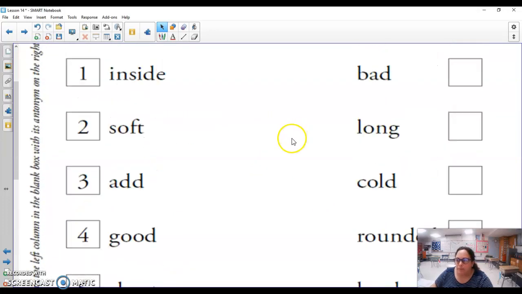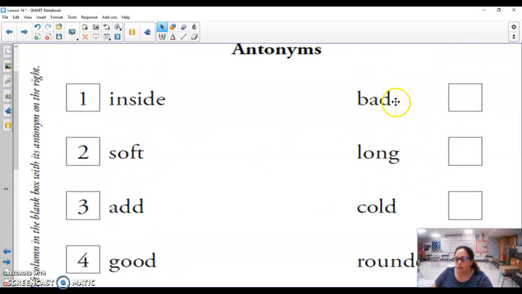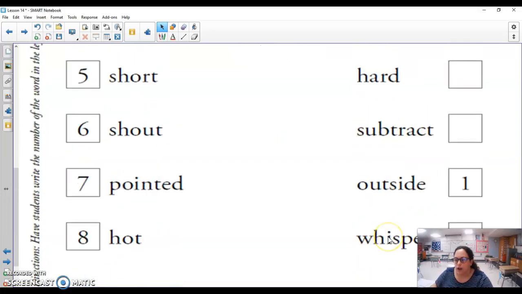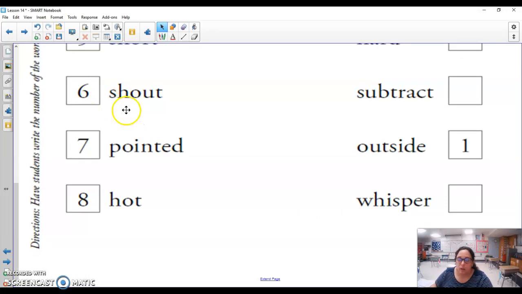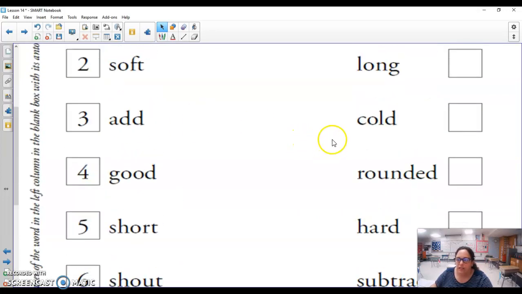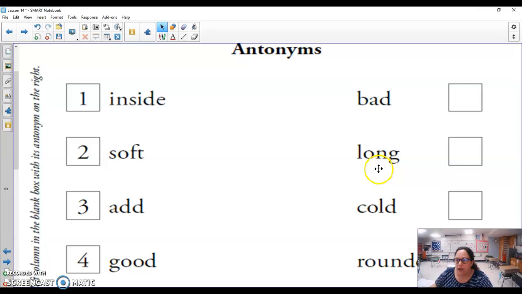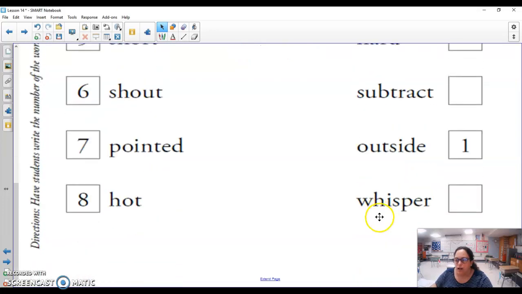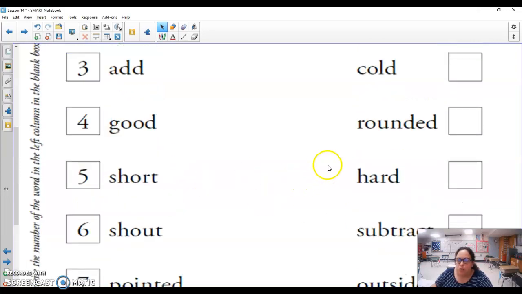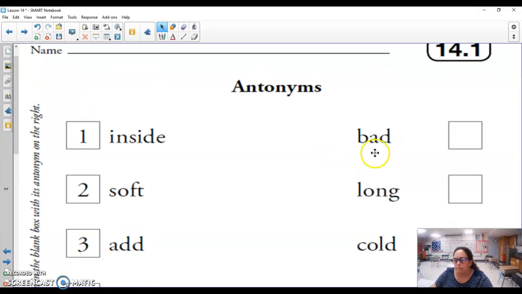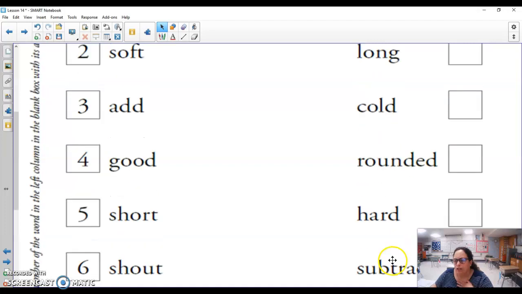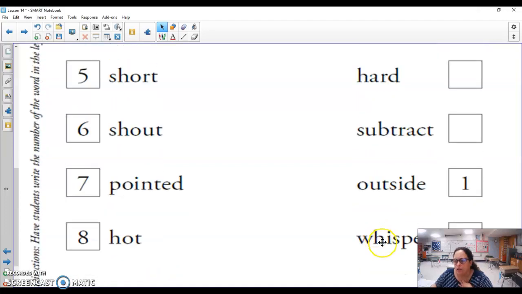What is the opposite or the antonym for short? Bad, long, cold, rounded, hard, subtract, whisper. Number 6 is shout. What is the antonym for shout? Bad, long, cold, rounded, hard, subtract, or whisper. Number 7 is pointed. What is the antonym for pointed? Bad, long, cold, rounded, hard, subtract, whisper.